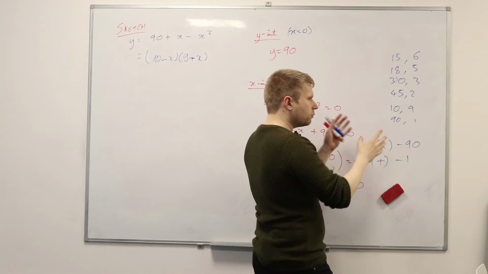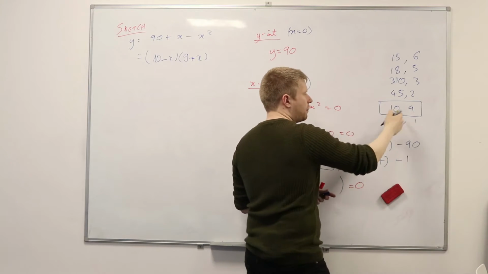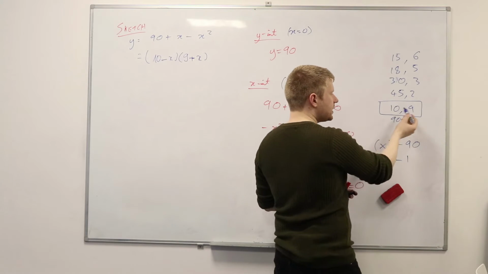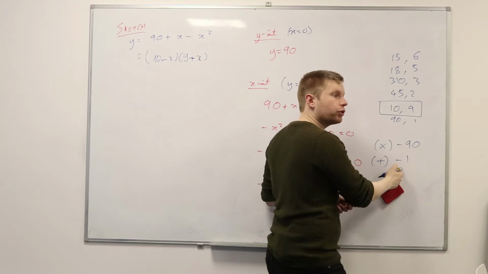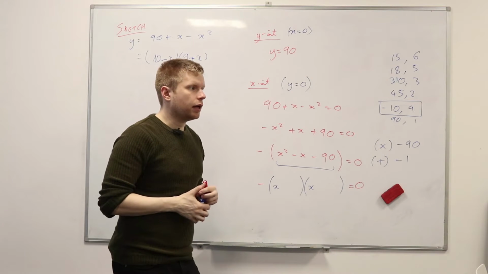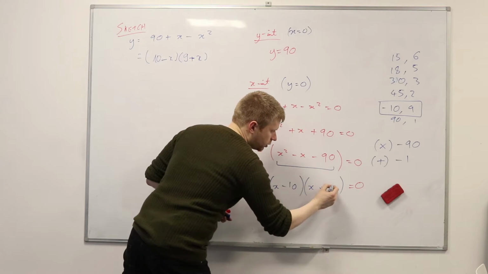Yeah, 10 and 9 looks likely. Good. Now, is it going to be -10 plus 9? Yeah, good. It can't be 10 take away 9 because that would make +1. It's got to be -10 plus 9. Is that okay? Good. So here goes -10. Here goes +9.